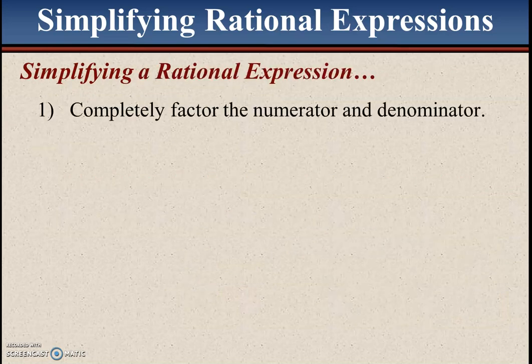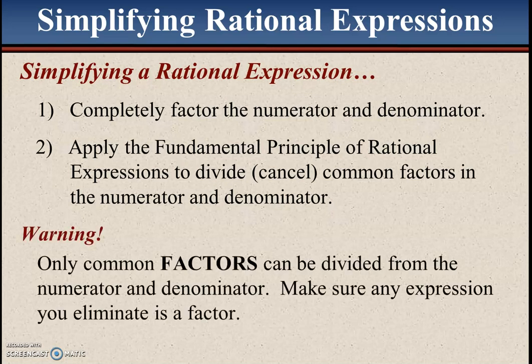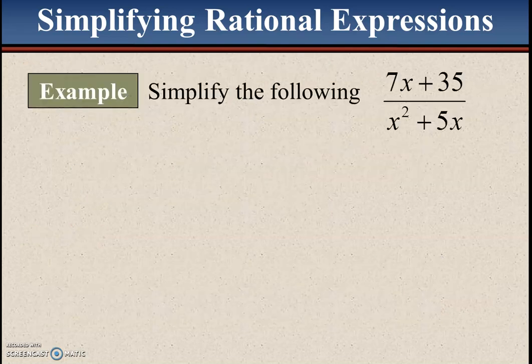Some things to watch out for. First of all, you're going to completely factor the numerator and denominator. You're going to apply that fundamental principle of rational expressions to divide, cancel out the common factors in the top and the bottom. Watch out. You can only cancel common factors. In other words, the safe way of doing it is just say, is it in a bracket? And do the brackets match? They have to be parts of a multiplication.